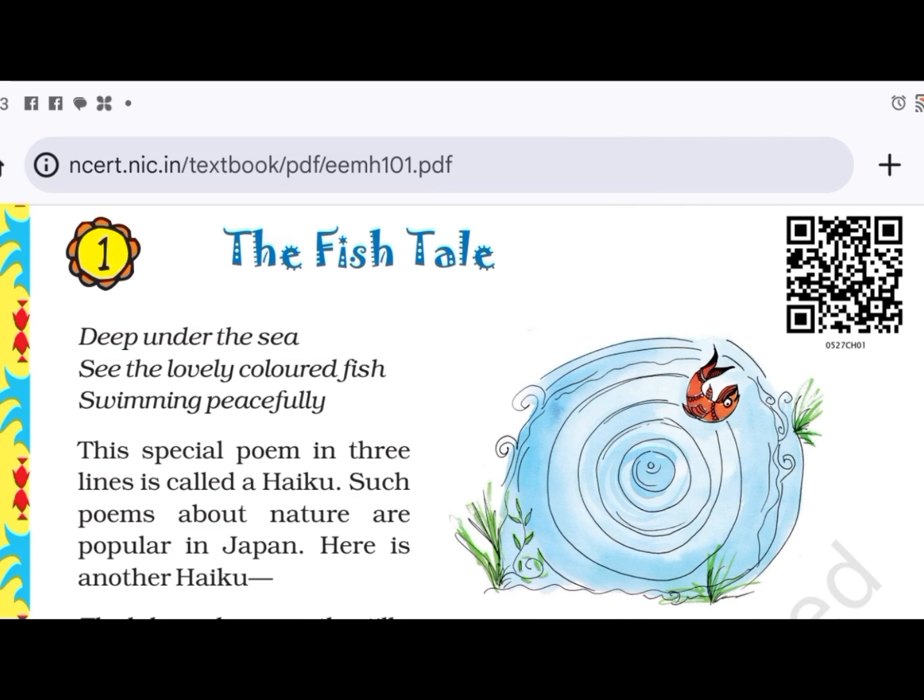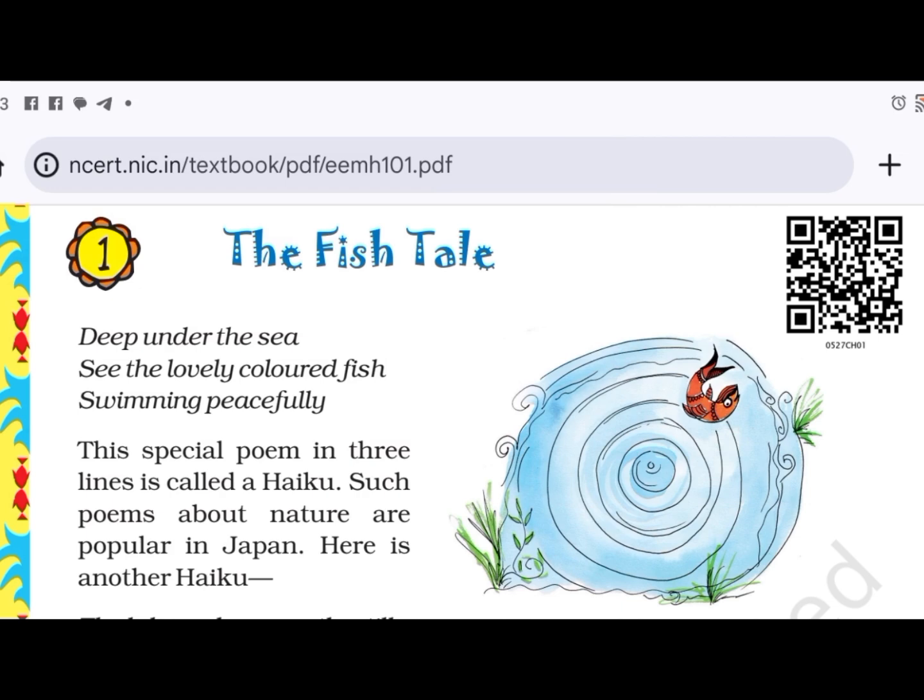In this chapter, we will learn very interesting facts about measuring distance, speed, types of fishes, and different types of shapes. We will learn many things in this. So let's start the lesson. The Fish Tail. What is the first line here?